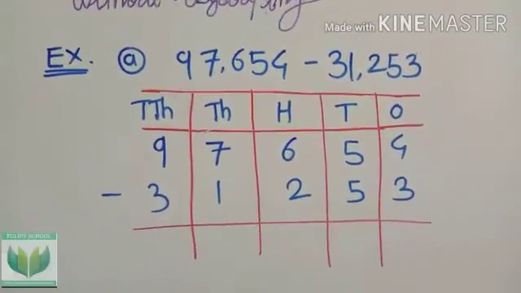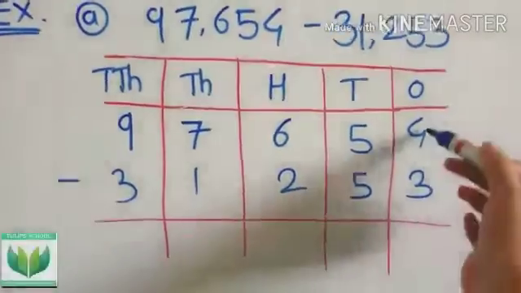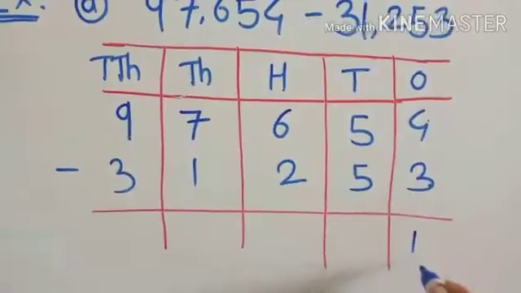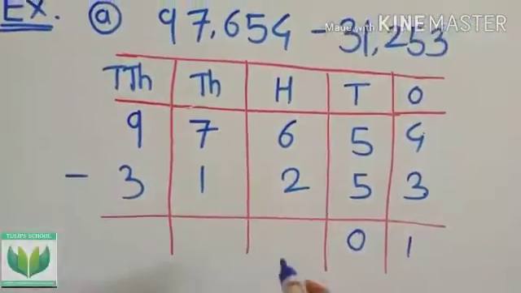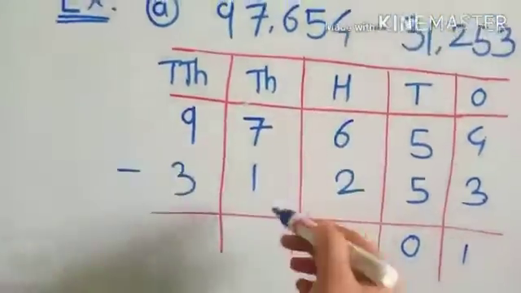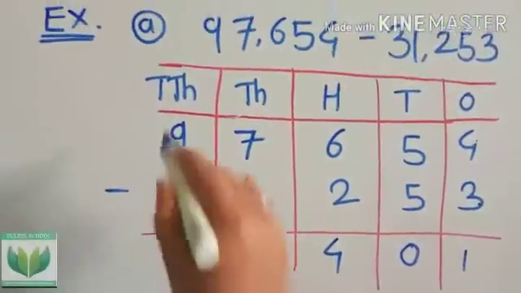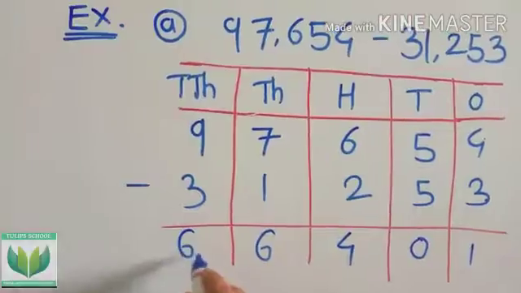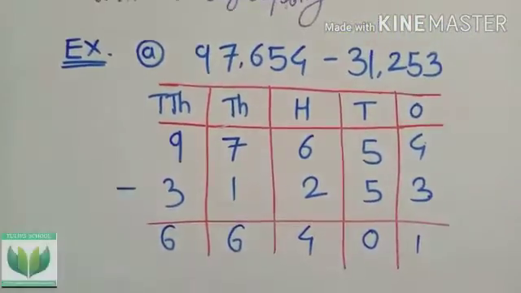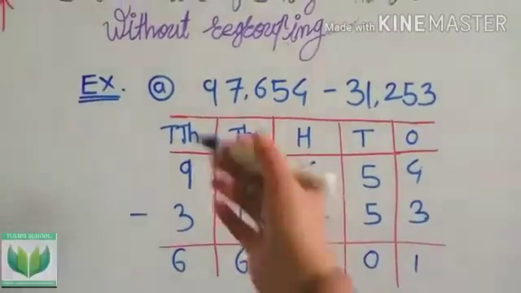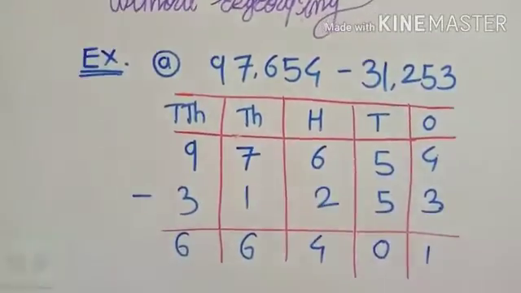Now let's do it without regrouping. 4 minus 3, we know that 1. 5 minus 5, 0. 6 minus 2, how many remain? 4. 7 minus 1, 6. 9 minus 3, 6. Now the answer we get is 66,401. This is simple without regrouping.